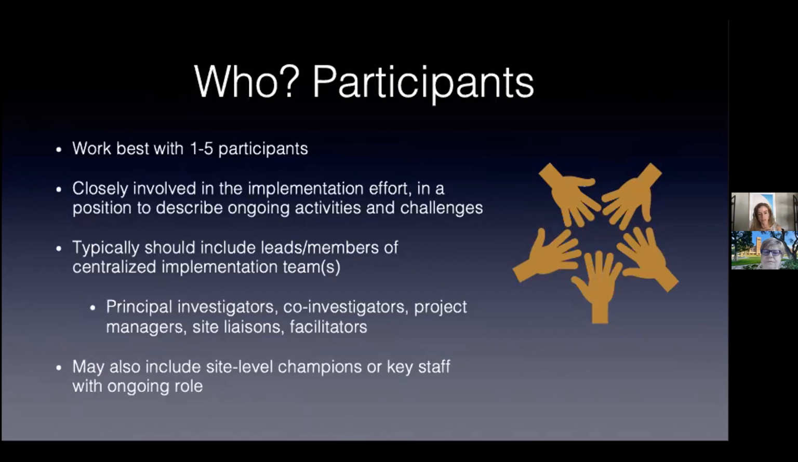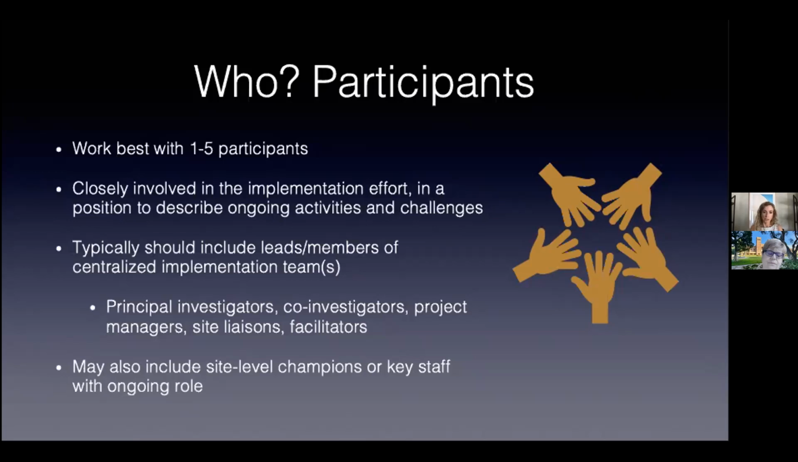And as we've been discussing, that really does require some openness. It requires some time to talk. It requires some psychological safety. So I do think smaller tends to work better. You definitely want people who are closely involved in the implementation effort, so they're in a position to describe what's going on in terms of activities and challenges.